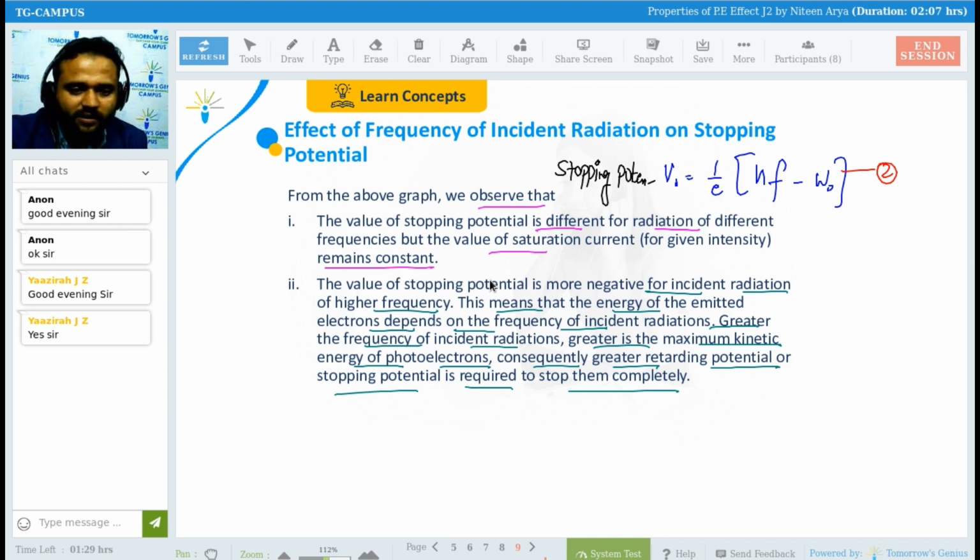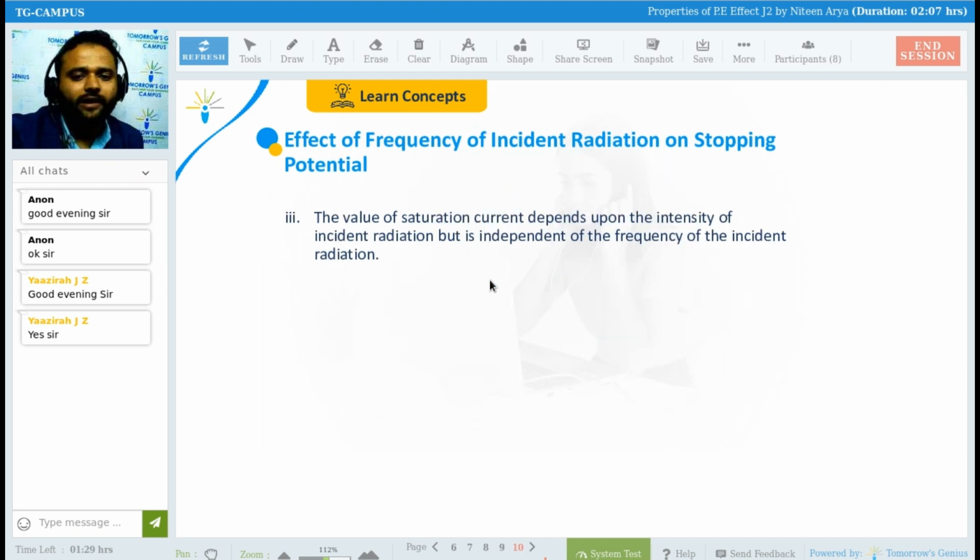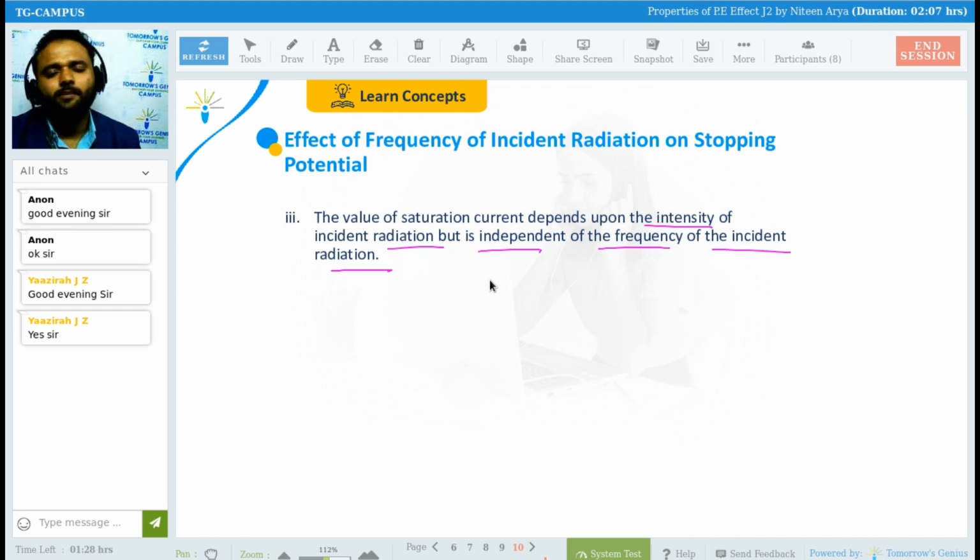The next thing is the third effect. So these are the two effects, and the value of saturation current we already discussed, so let's not do this again and again. The value of saturation current depends upon the intensity of incident radiation, but is independent of the frequency of the incident radiation.